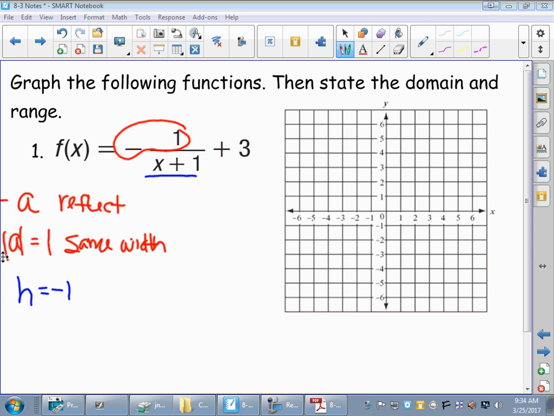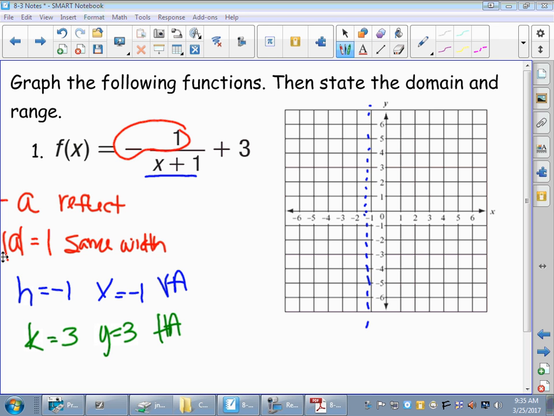So my horizontal asymptote is going to be of the form, I'm sorry, my vertical asymptote is x equals -1. That's going to shift us to the left 1. And so this is my vertical asymptote, x equals -1. My K value is equal to a +3. And so that means my horizontal asymptote is going to shift up 3 units. So this is my horizontal asymptote. We just call it HA. And this is my VA for vertical asymptote.